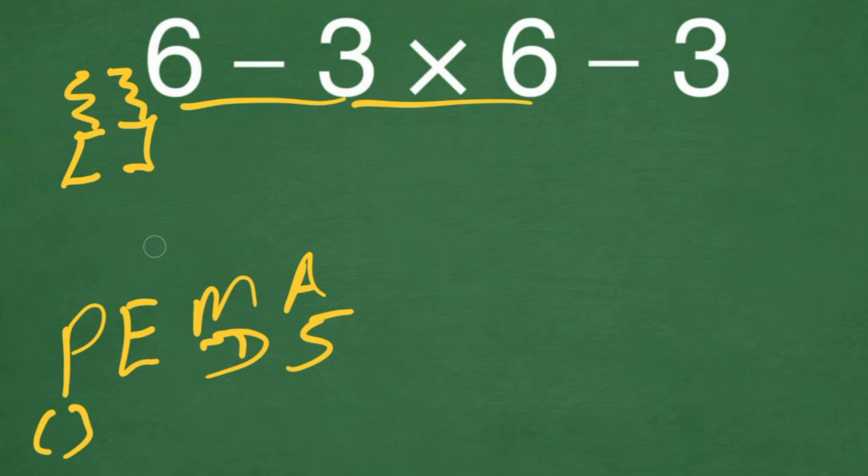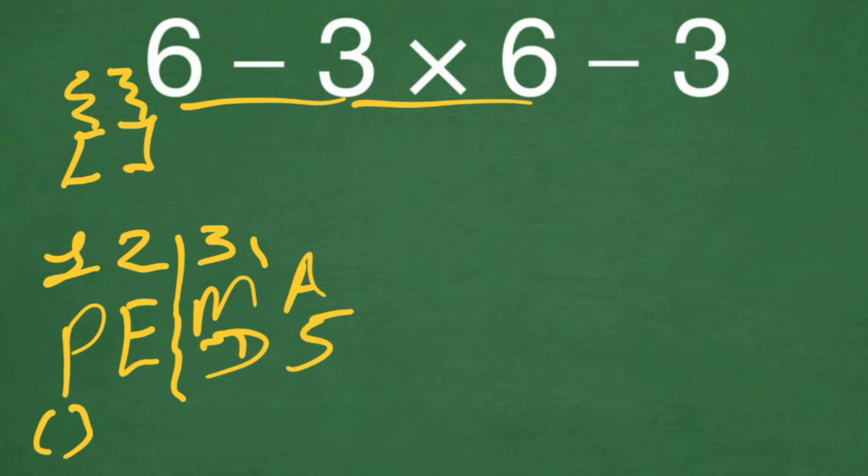So here I'm going to write their priority. The first thing to solve is parentheses, the second thing to solve is exponent, and then the third thing to solve is multiplication and division. But be careful, for multiplication and division we have to solve left to right. We have to solve the equation left to right.